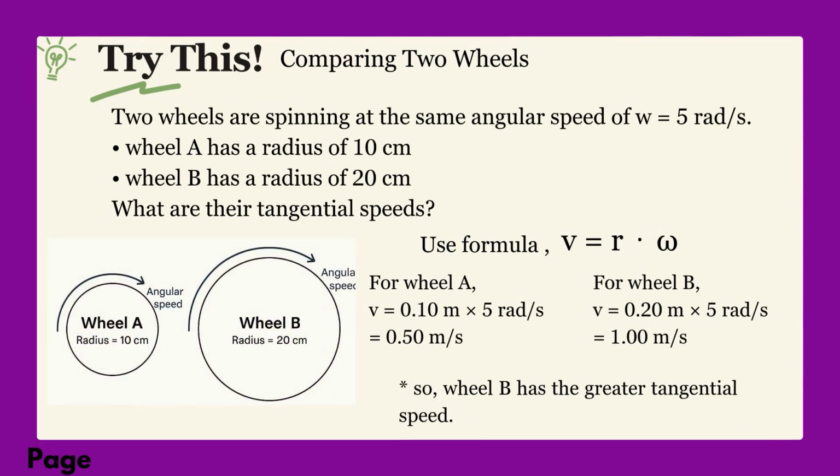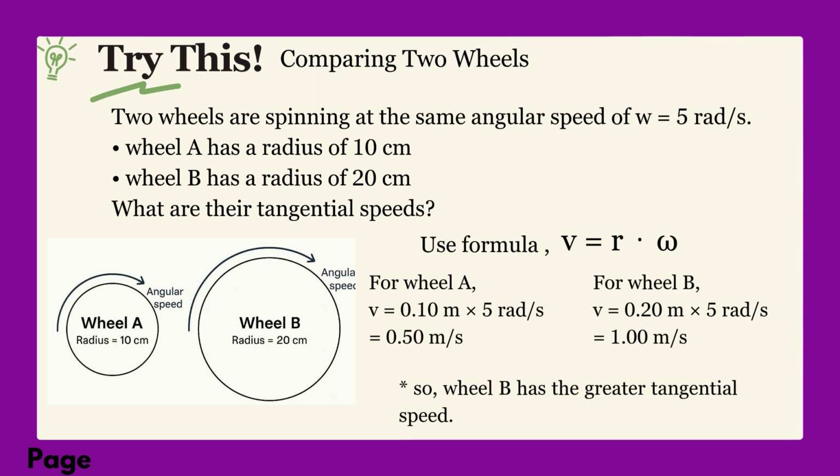Alright, now let's try applying what we have learned about angular speed and tangential motion. Here we have two wheels spinning at the same angular speed, which is 5 radians per second. Wheel A has a radius of 10 cm, wheel B has a radius of 20 cm. But even though both are spinning at the same rate, will their tangential speed be the same? Let's use the formula V equals R times omega.